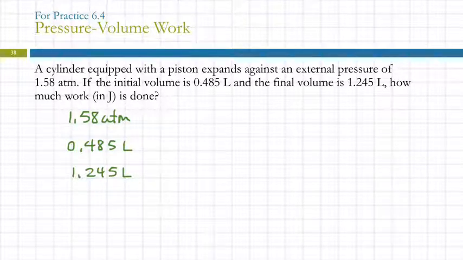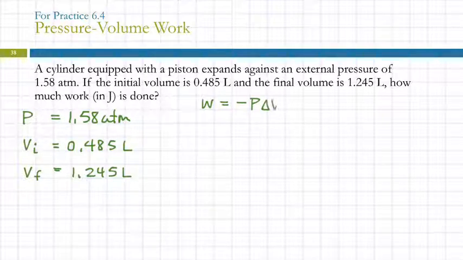So let's try to identify these. Well, 1.58 atmospheres is the pressure. And we've got 2 volumes that are given. This is talking about the piston moving out, the volume of the cylinder expanding. So we have an initial and a final, and it actually labels them for us. The initial volume, let's call that one VI, and the other one is the final volume. They're asking us to calculate the work. So this is pressure volume work. The work equals negative P delta V. Well, delta V, delta in front of anything, means the final minus the initial.